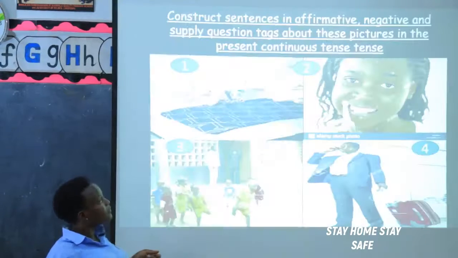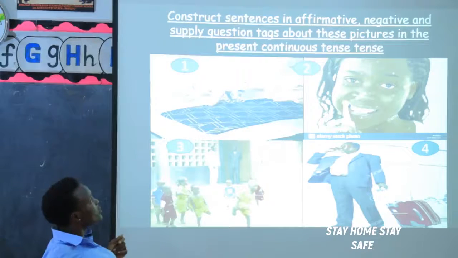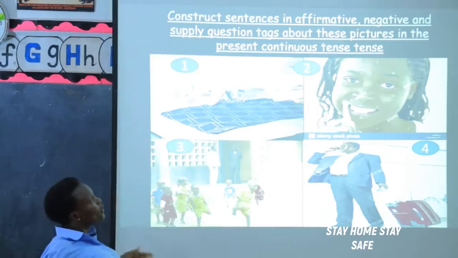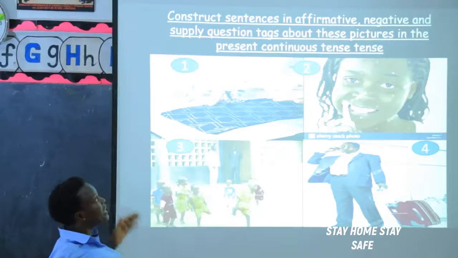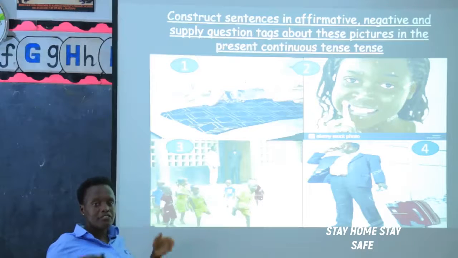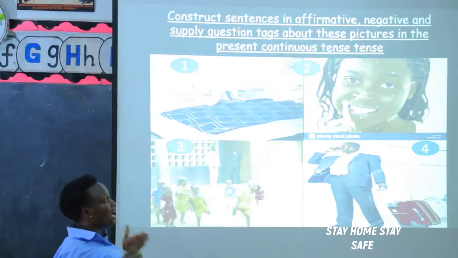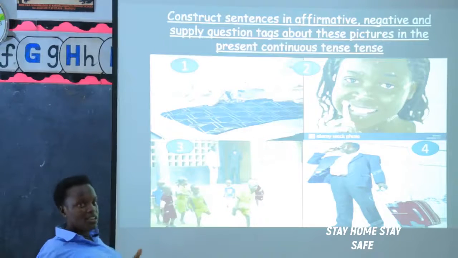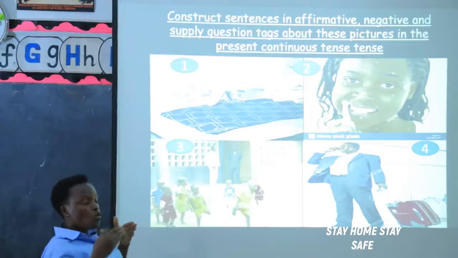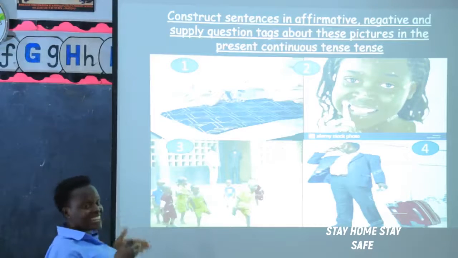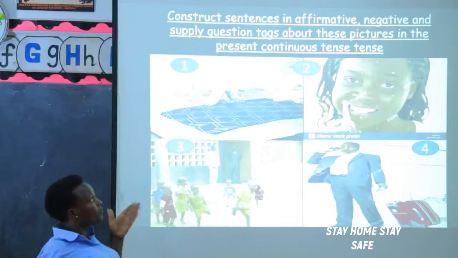Then we have sentences there. We have the pictures. So we have to look at the picture and tell what is happening by forming affirmative sentences. After telling what is happening by forming the affirmative sentences, we also form negative sentences. We form negative sentences from the affirmative.